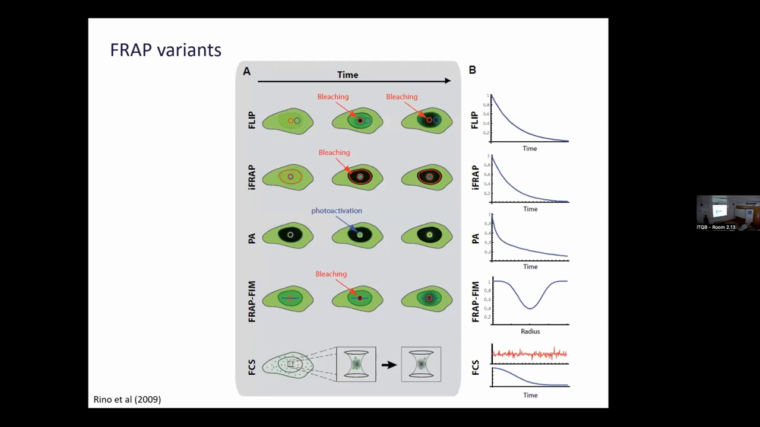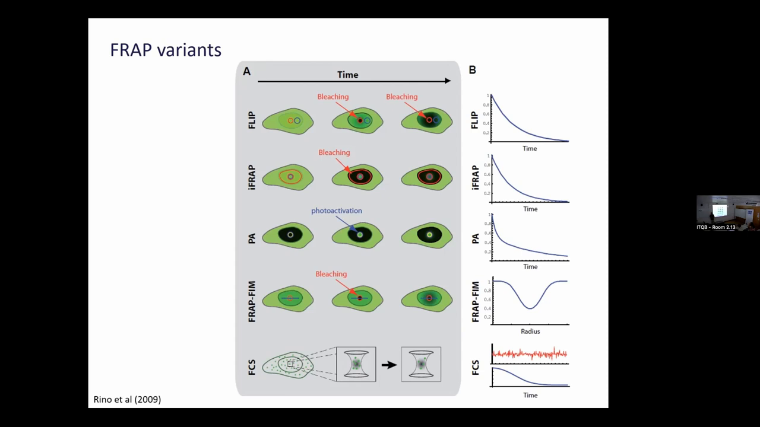So just to sum up, the different FRAP variants and photobleaching experiments. I've shown you inverse FRAP. In red, I'm showing the areas that are photobleached, and in blue, the areas where we measure the fluorescence. We've seen iFRAP and photoactivation. There's also FLIP, fluorescence loss induced by photobleaching, where we are continuously bleaching in one area, and we look at the loss of fluorescence elsewhere. The idea is, if the molecules are traveling between these two regions, when you bleach one repeatedly, you see a loss of fluorescence also in the other.